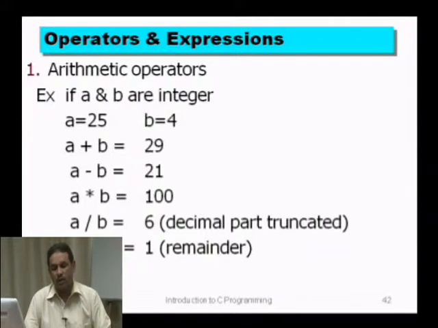25 by 4 is 6.25 with exact accuracy, but here, as we declared the variables as type integer, the result will be 6. And a modulus b gives you the integer remainder. 25 by 4, the remainder is 1. That is what the modulus operator returns, so a modulus b is 1 in this case.